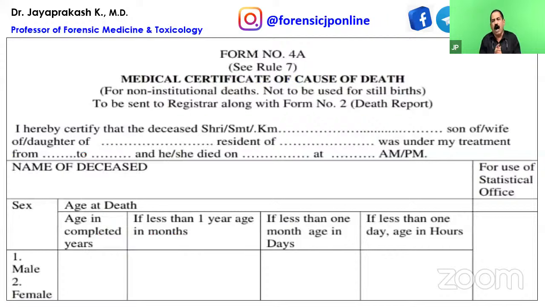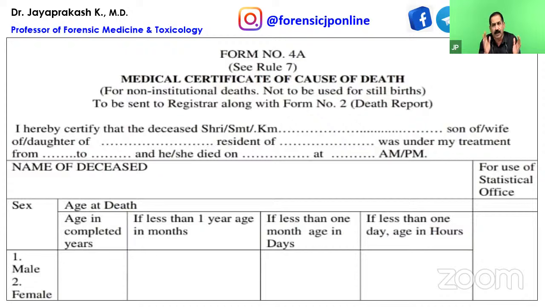Now, I can't show the entire form in a single slide. All these things I don't want to talk about because all of you know. Look here, the heading, medical certificate of cause of death. This is 4A. It is given clearly in the bracket, for non-institutional deaths. I hereby certify that the deceased, Mr. or Miss so and so, daughter of so and so, resident of so and so, under treatment from to, and died on date and time.